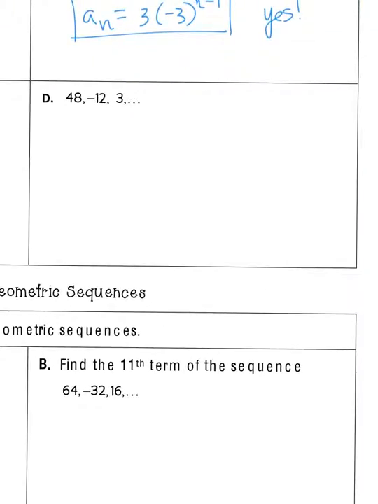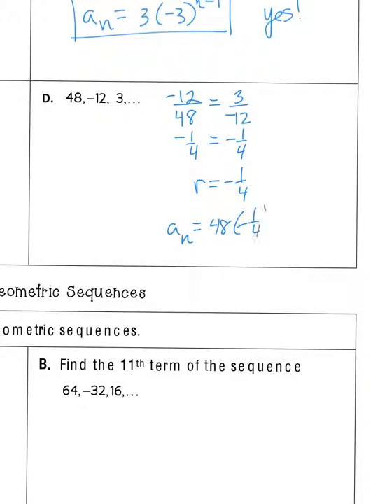And then finally D, negative 12 divided by 48, and 3 divided by negative 12. So this reduces to negative 1 over 4 is equal to negative 1 over 4. So your R is negative 1 over 4, and so your explicit rule, a sub n, equals your first term 48 times negative 1/4 to the n minus 1.